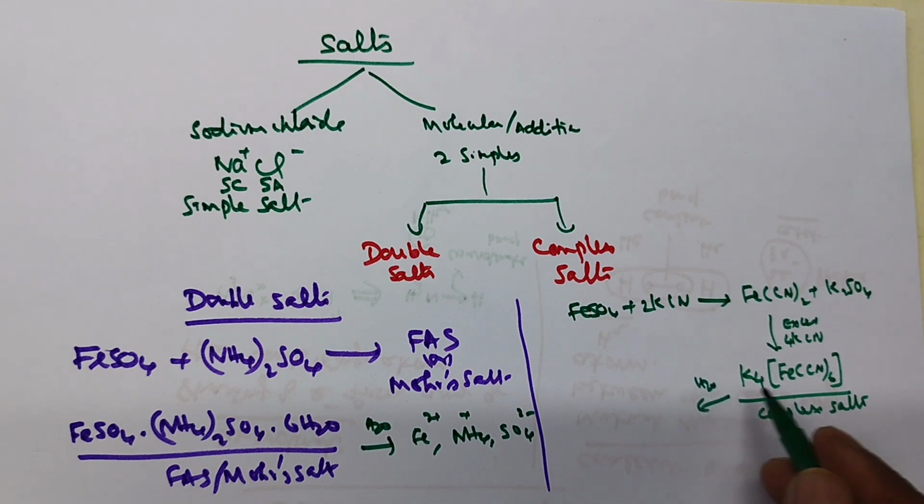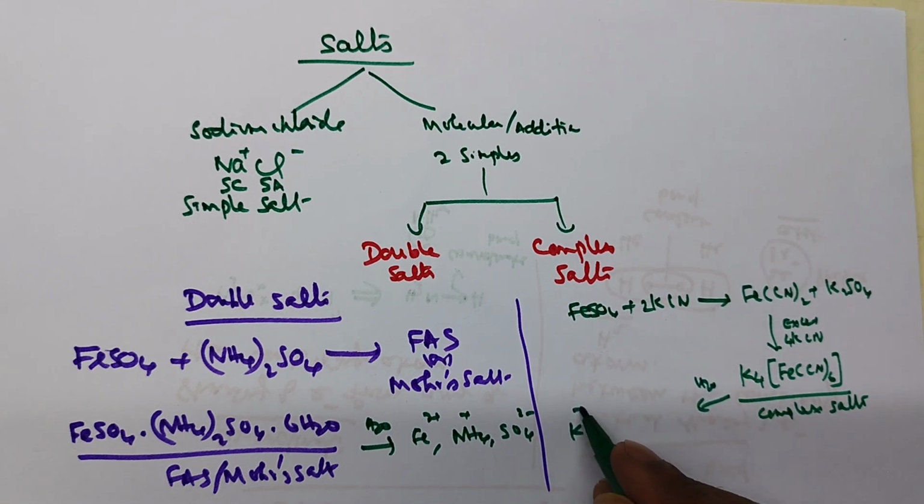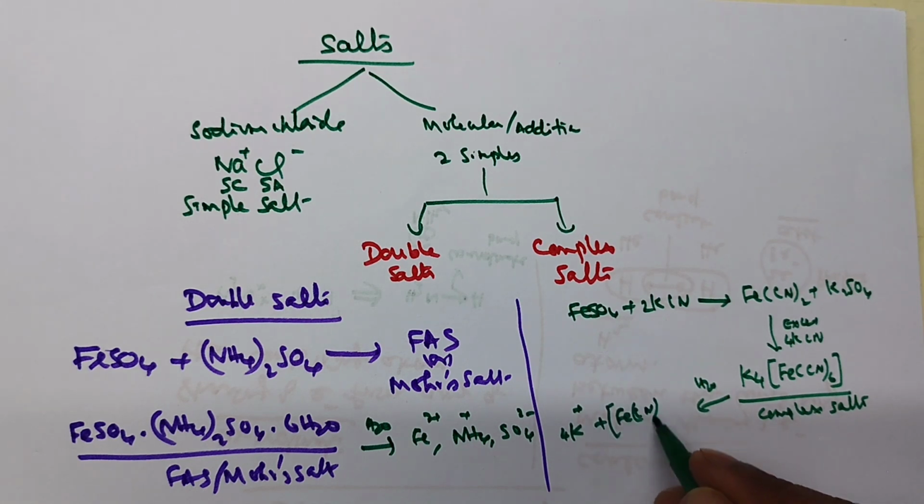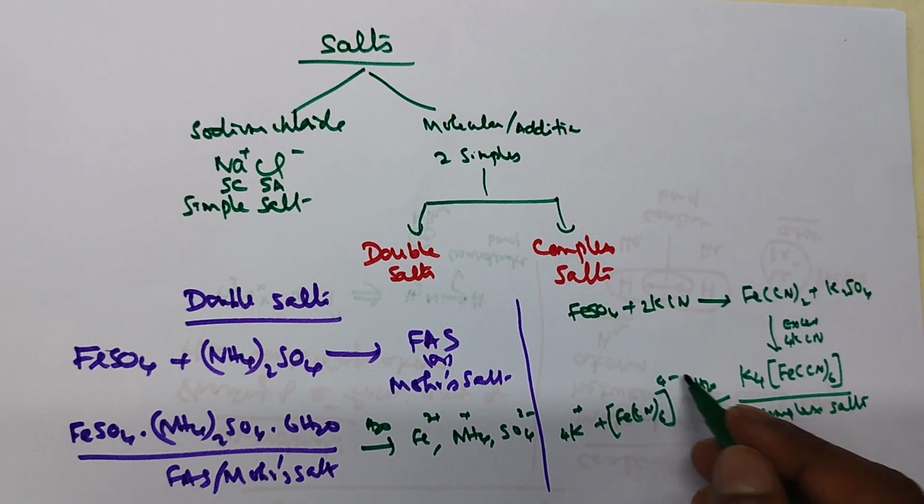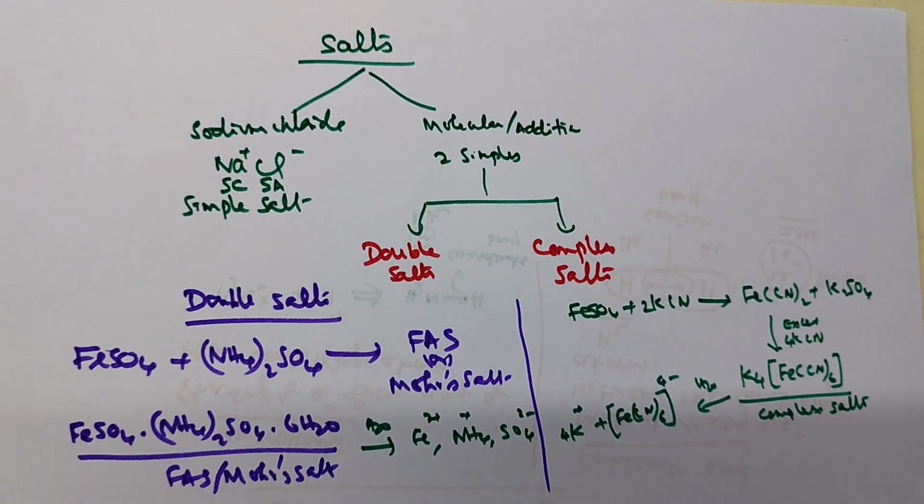Whereas in this case, this complex in water, what will happen? This will be split into ions like 4 K+ and [Fe(CN)6]4-. So what is the difference?